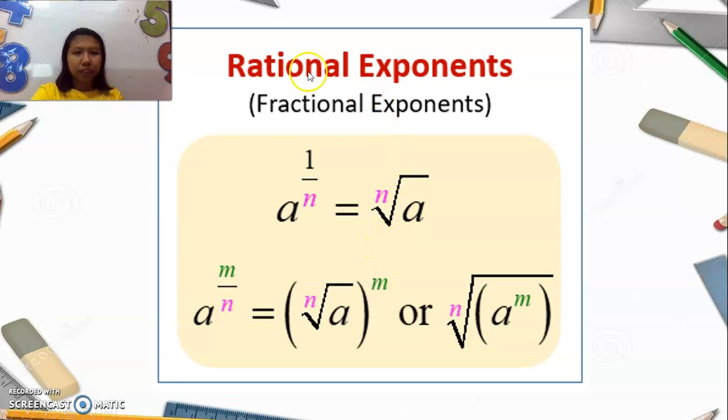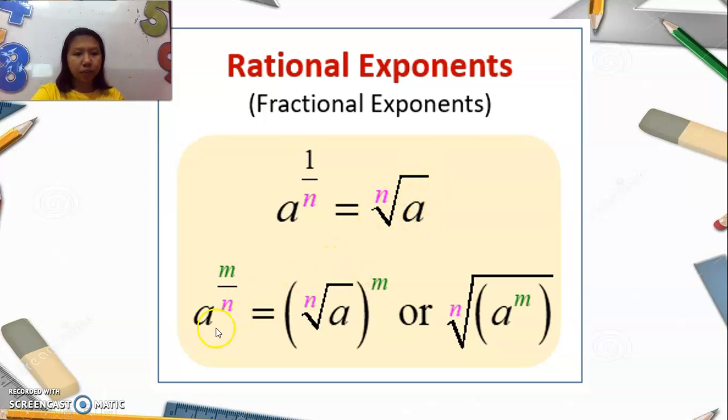For example, we have here the rational exponents or the fractional exponents. So for example, we have here a raised to 1 over n. So n will be the denominator, therefore it will be the value of the root or the index. And then we have here a raised to 1, or we can write it as simply a. So it will be the nth root of a.